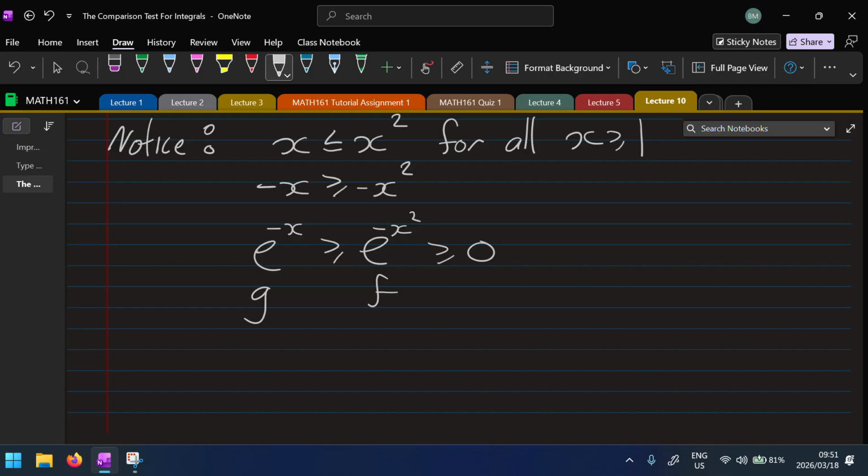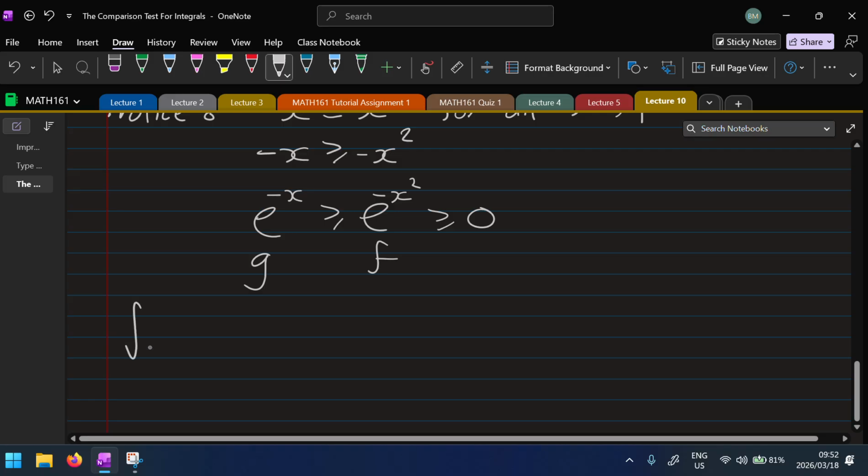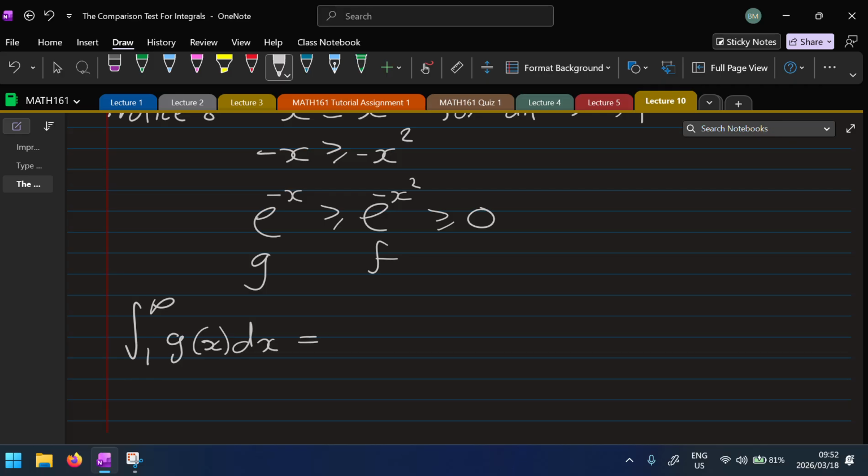So all we need to show is that this integral of g converges. If the larger one converges, then the smaller one converges. So let's do that. We have the integral from 1 to infinity, g of x dx. Yep, that's the larger one again. If the larger one converges, the smaller one converges. The top is infinite, so it's a type 1 improper integral. So this is going to be the limit as t goes to infinity of the integral from 1 to t, e to the minus x dx. Very easy to do.